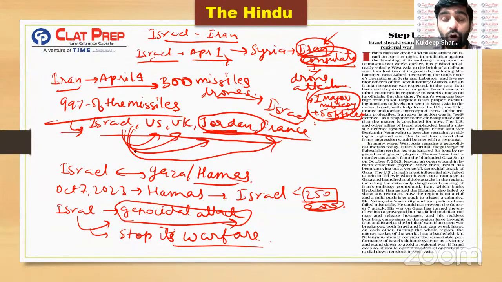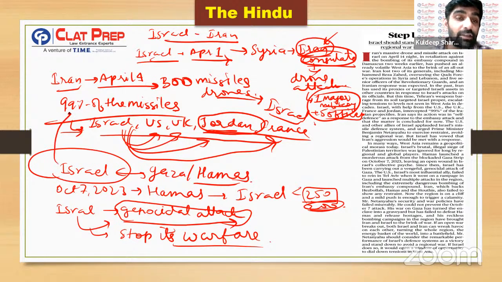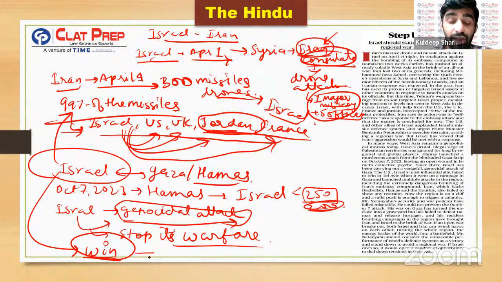The editorial board here is arguing that the fact that Israel has been able to tackle this attack, with 99% of the missiles intercepted, should be taken as a win, and taken as a learning, that Israel should now step back. Israel should not increase the conflict between Iran and Israel now.